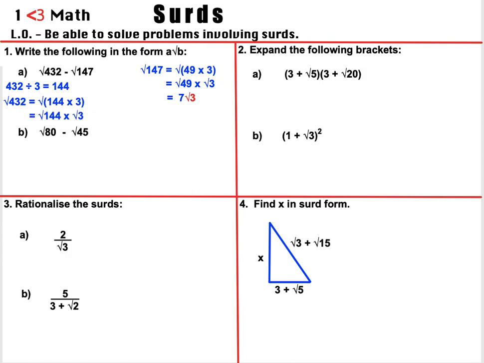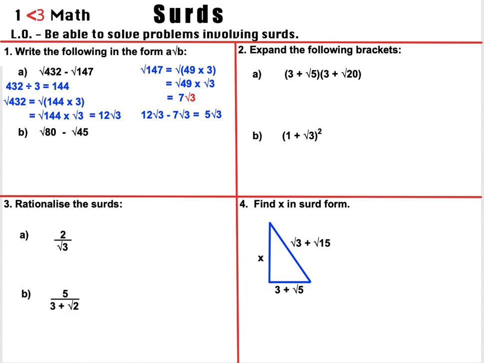Split that up into separate roots. It equals the root of 144 times the root of 3, and that is 12 root 3. So now I can subtract them, just like I would subtract 12x, take away 7x, that would be 5x. 12 root 3, take away 7 root 3 is 5 root 3, and that would be your solution.